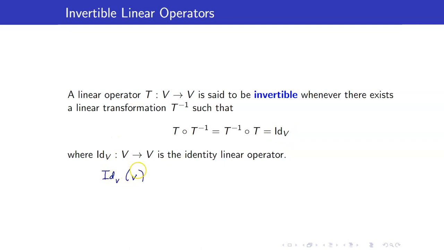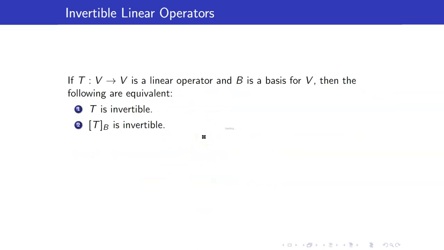It sends each element of V to itself. So this is just the inverse function, except that we want that inverse function to also be a linear transformation. How is the concept of invertible linear operators related to matrix representations? Well, it turns out that if your linear operator is invertible, then any matrix representation of T will also be an invertible matrix, or non-singular.